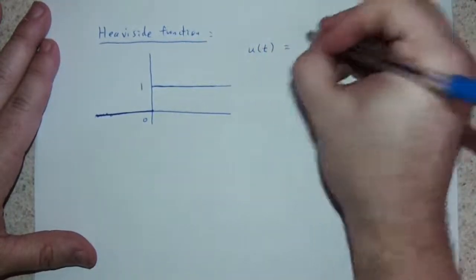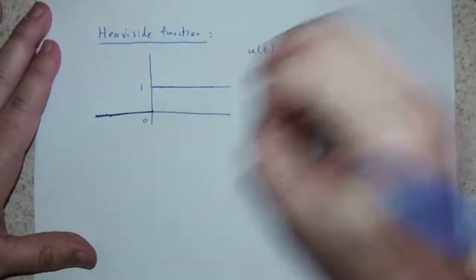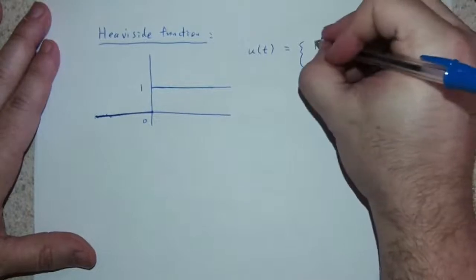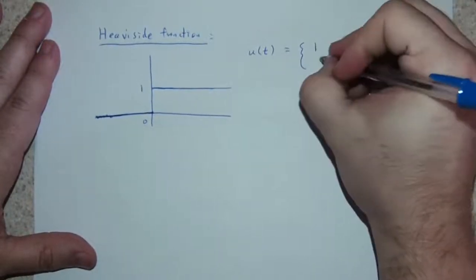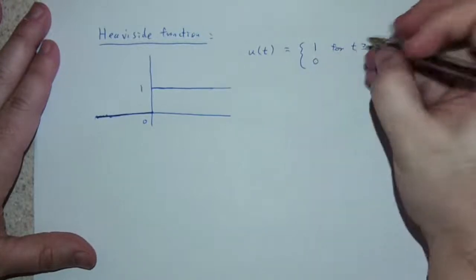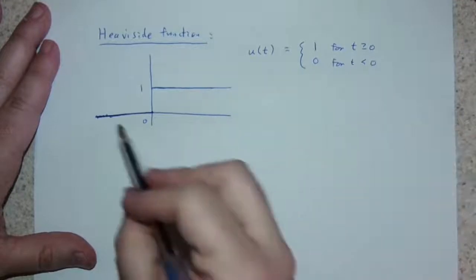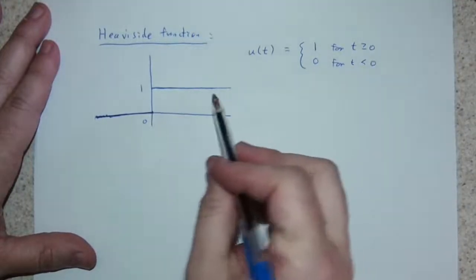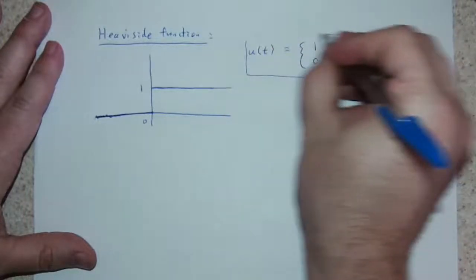U of t is the piecewise constant function that is 1 for t greater than or equal to 0, and 0 else, right? So for t less than 0. So it's off until 0. At 0 it turns on, right? Off is 0, on is 1. This is my Heaviside function.